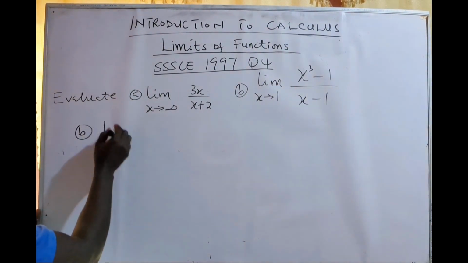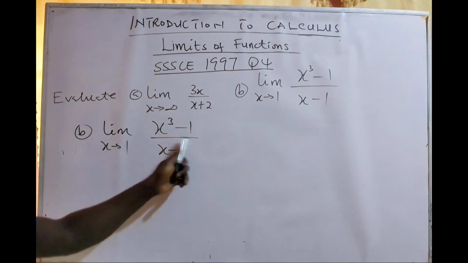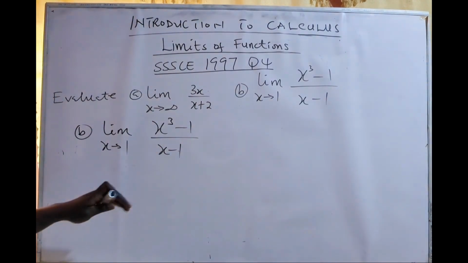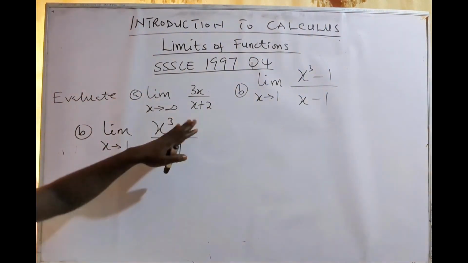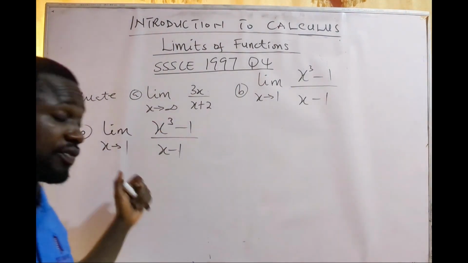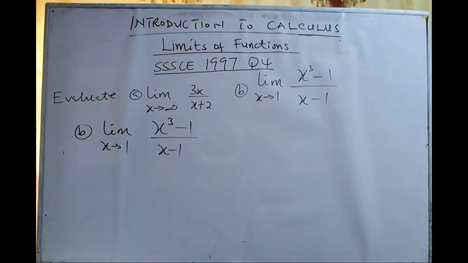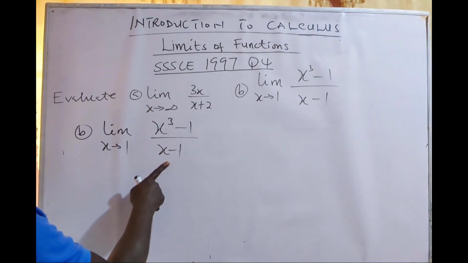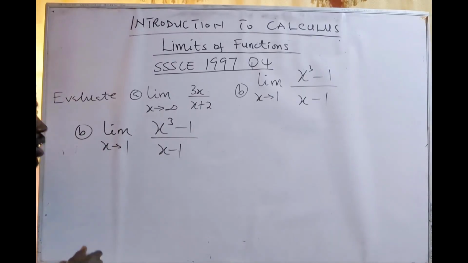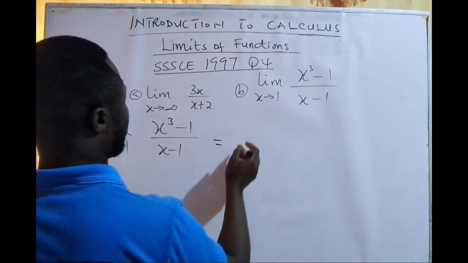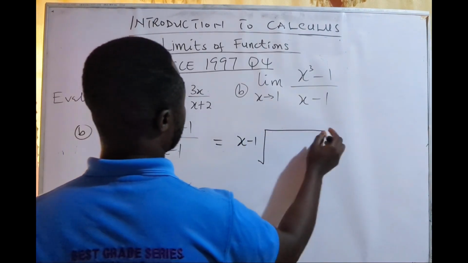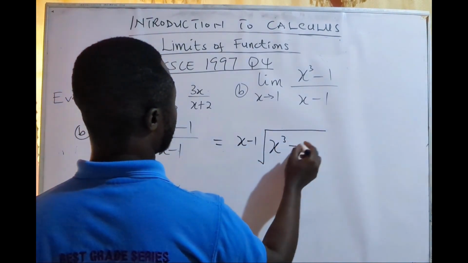Alright. So the B. The B is x cubed minus 1 divided by x minus 1 as x approaches 1. When you put 1 here, we are going to get the entire function to be undefined, which we don't want. So what we are going to do is divide, and then be able to get our answer. So we are going to use long division. We are going to have x minus 1, and then here will be x cubed minus 1.